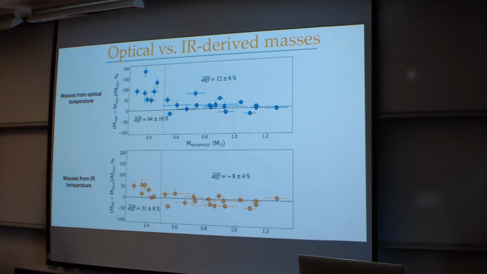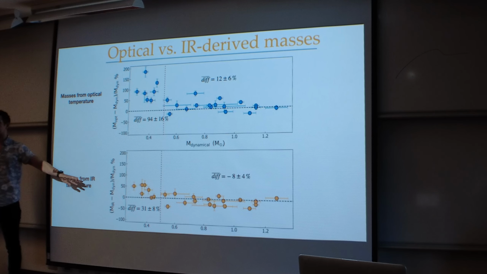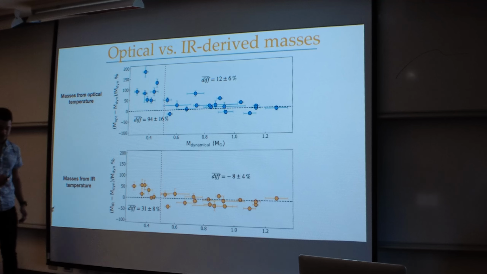So my take on this is that if you happen to have observations and you're trying to debate whether to use the optical temperatures or the infrared temperatures to measure the mass of the star, I'll suggest you use the infrared ones. On average, they will give you more precise values, better values.